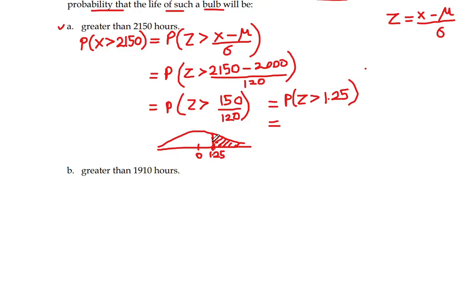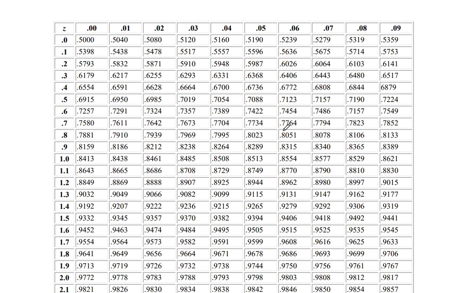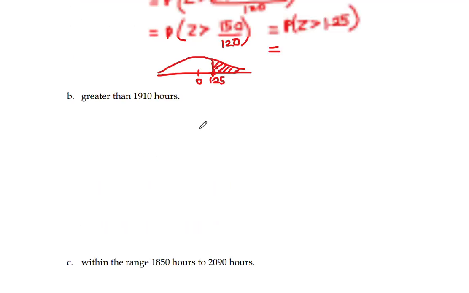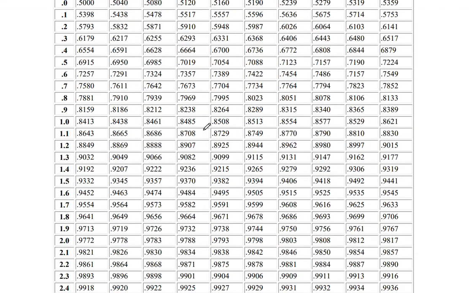Because I need the area to the right, and the standard normal table, full table, only gives you probabilities of the areas to the left of a value. So that's something very important to understand: when you read from the standard normal table, which is this table, the probability readings that you get for the Z-scores represent the areas to the left of a particular Z-score, always to the left.